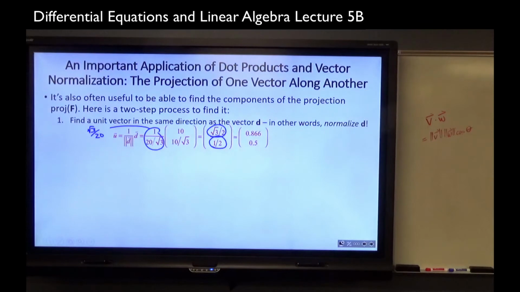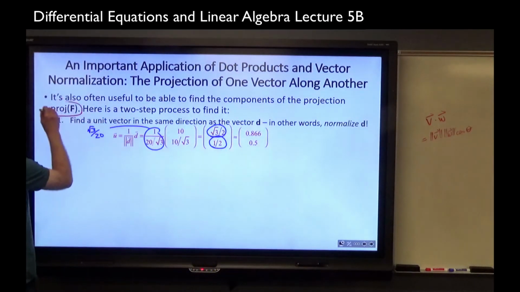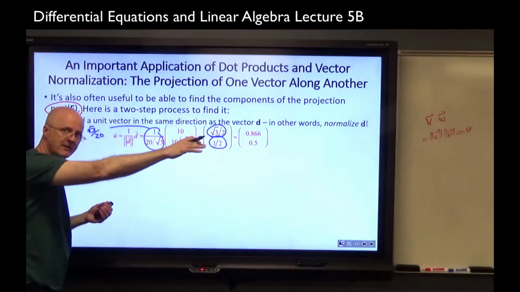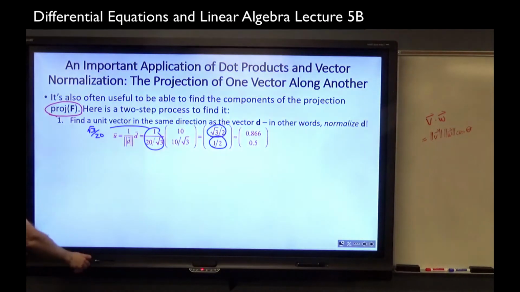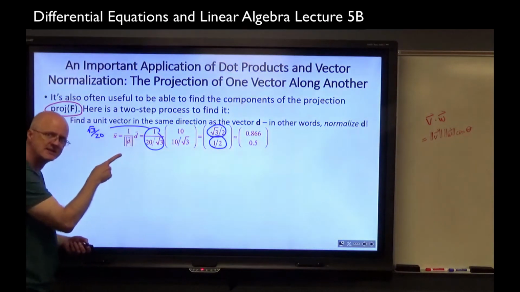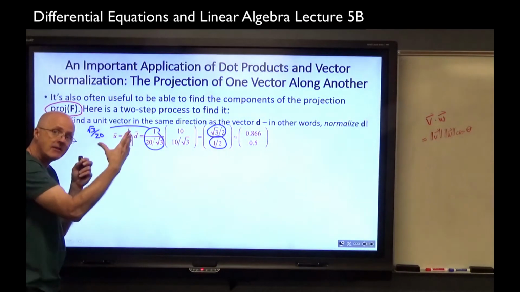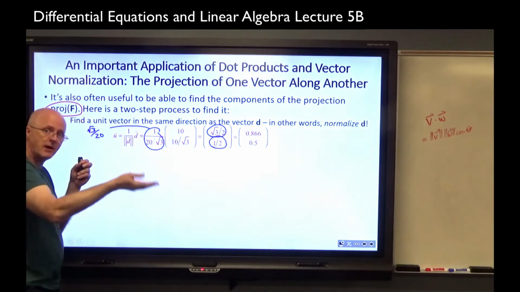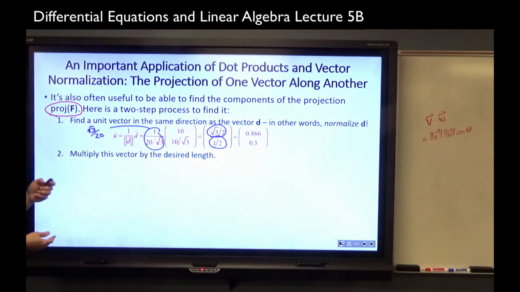Then what? What's our goal again? Our goal is to find this projection vector, which was, again, the blue vector along the inclined plane that was shorter than the red vector. U has the same direction as D. It's still pointing in the same direction, but it's got unit length, length 1. If I rescale it to have length equal to the length of the projection vector, which we already found, that would do it. Multiply this vector by the desired length.